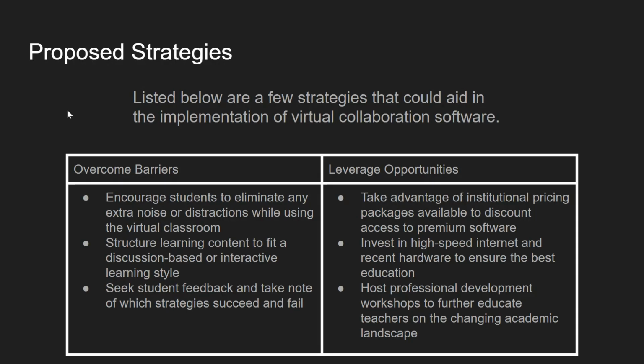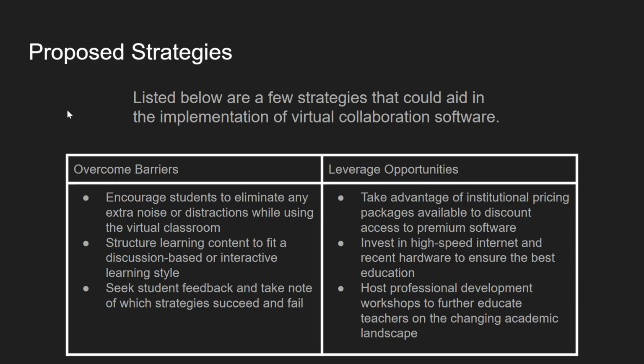So some of the barriers that we're going to face and some of the ways that we can overcome these are going to be encouraging students to eliminate extra noise. Like I said, tailoring the learning content to fit the bill for virtual collaboration softwares is going to be huge. Encouraging giving feedback, peer reviews, things like that, and also seeking student feedback, taking note of what they like, what they don't like, and how that can help us tailor their education better in the future.